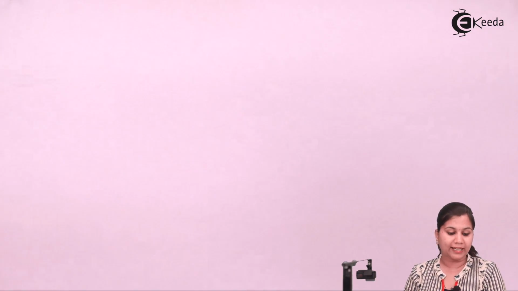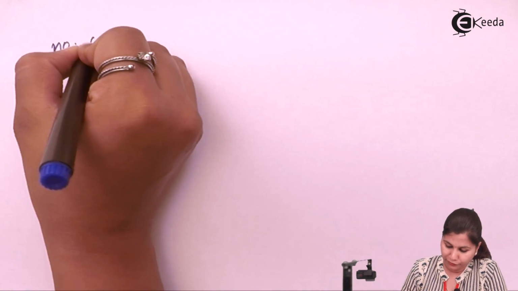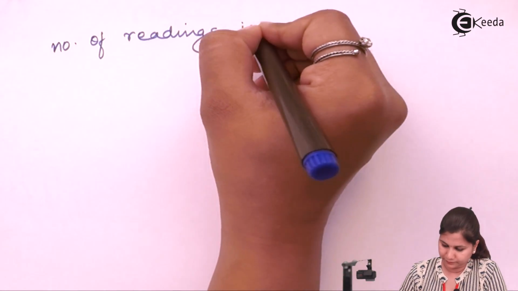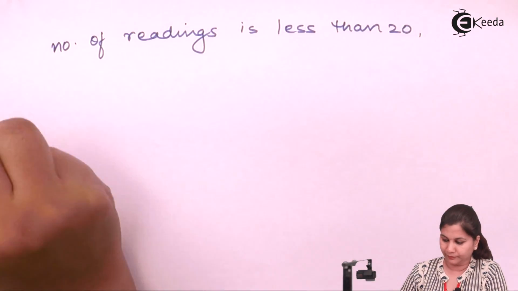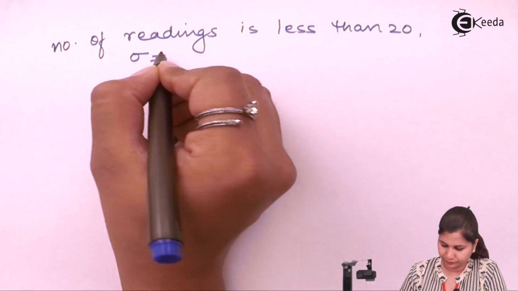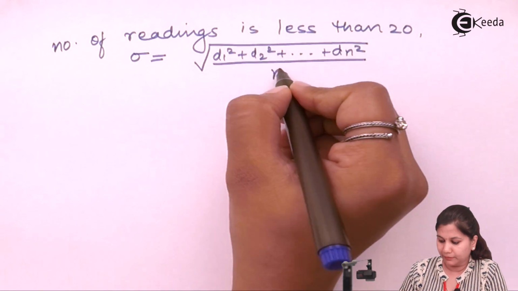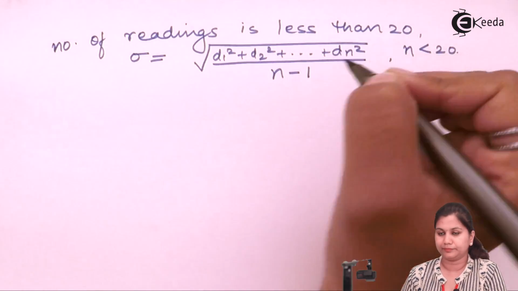Now suppose the number of readings which we have taken is less than 20. In that case the formula for the standard deviation will have some changes. If the number of readings is less than 20, then the denominator of this equation will be changed. It will become n minus 1 for n less than 20.